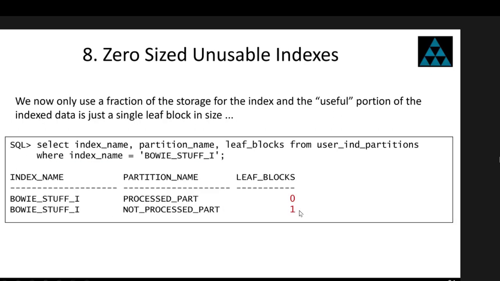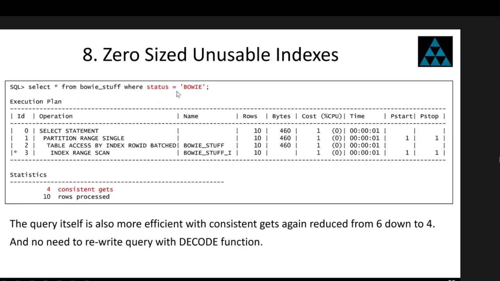So now, whoops, sorry, gone too far. Now, without ever having to update my application, I just say status equals Bowie, the cost-based optimizer goes, oh, this is indexed and it's partitioned, and I can access the partition that contains the Bowies, and I'll use the index to do that. If I ever ran status equals processed, Oracle goes, oh, that's indexed. Unfortunately, for processed, I can't access the index. It's unusable. There's nothing in there. I'm forced to either use a different index or do a full table scan.